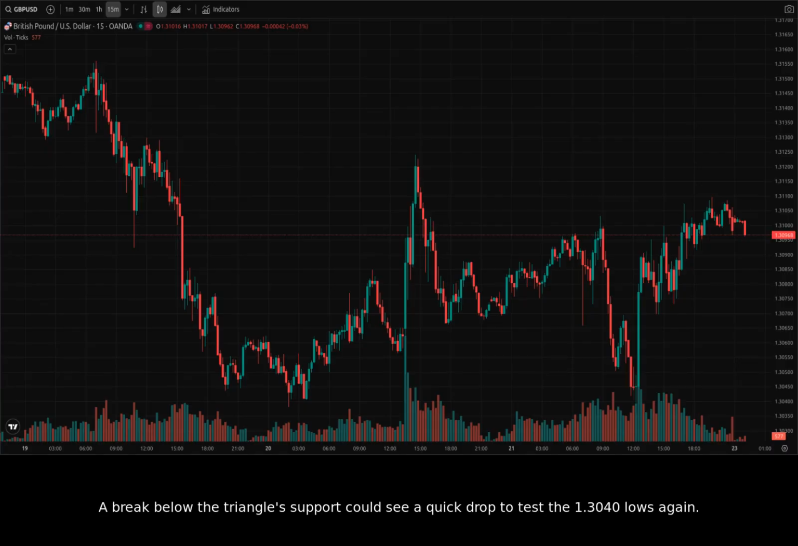A break below the triangle's support could see a quick drop to test the 1.3040 lows again. Conversely, a break above could see a retest of the hourly resistance near 1.3110. Day traders should watch for a volume-supported break of this pattern for potential entry signals. However, be cautious of false breakouts or fakeouts, given the low liquidity and pre-news environment.